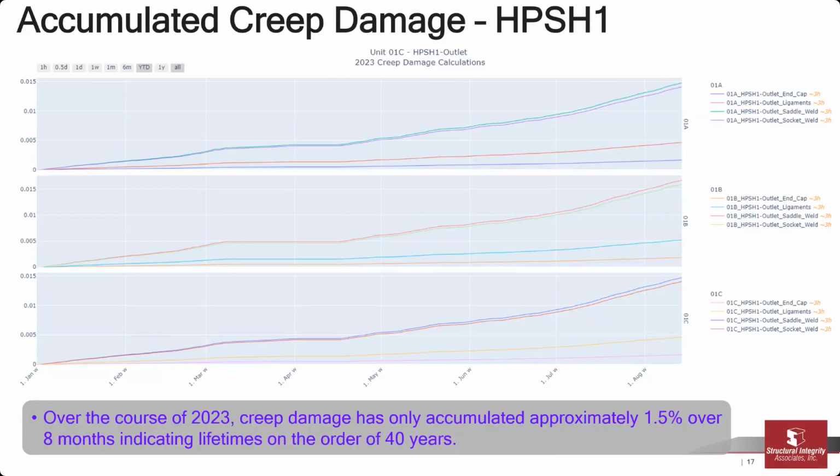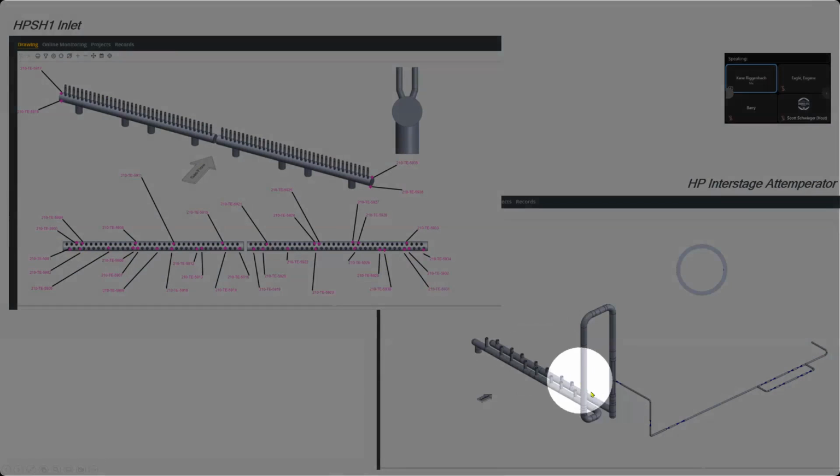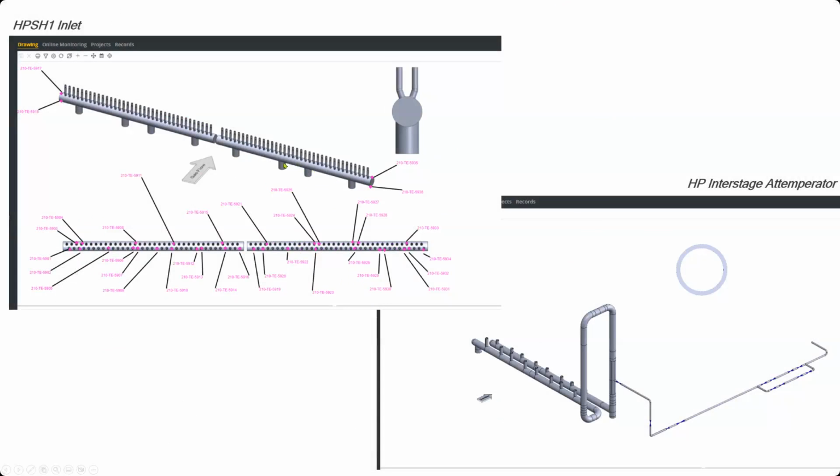This is just a plot of creep damage versus time, but one of the examples on the headers that I wanted to show is for the HP Superheat 1 inlet, which is shown up here in the top left. And you can see Duke had already added a number of tube-mounted thermocouples across the width of the HRSG. This is beneficial because this is just downstream of the interstage attemperator. So flow here is going from the back toward the front. This is the gas flow arrow, and it flows up into these tubes. One of the things we're looking at with these tube-mounted thermocouples is whether there is overspray that's getting carried into and locally cooling these tubes.